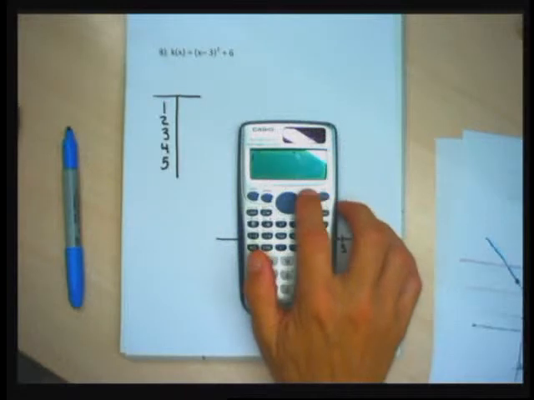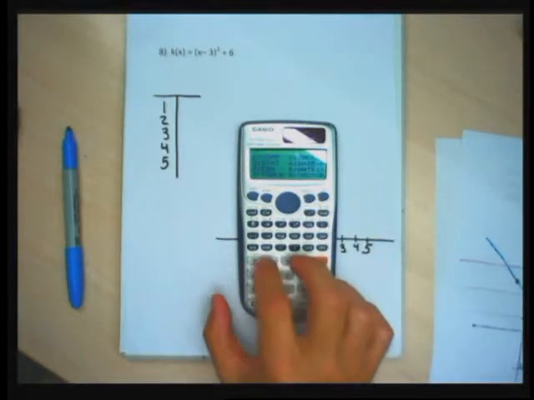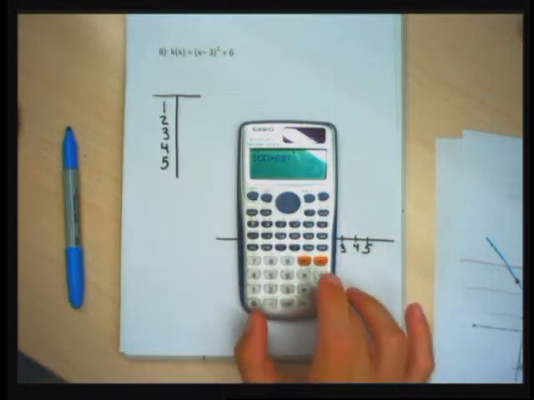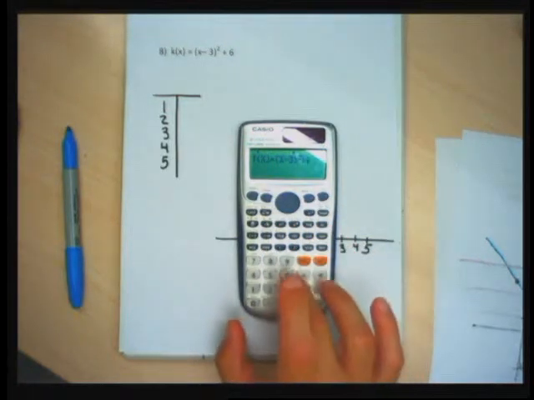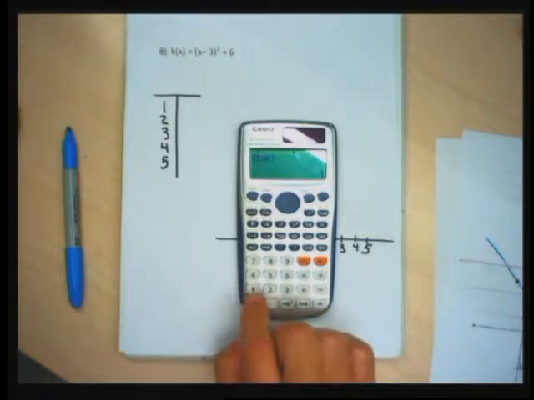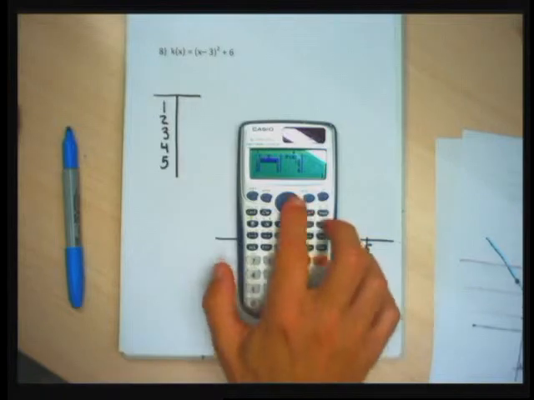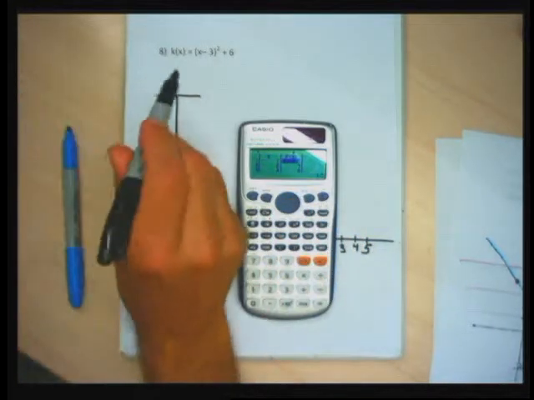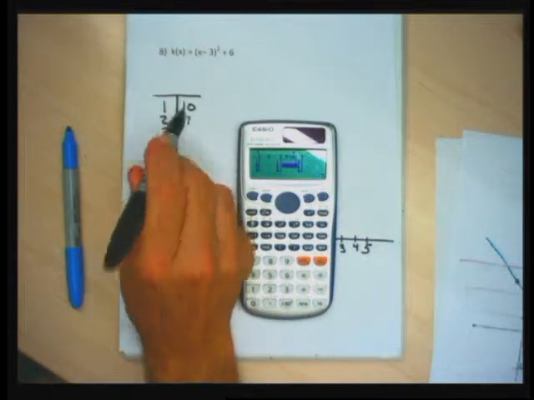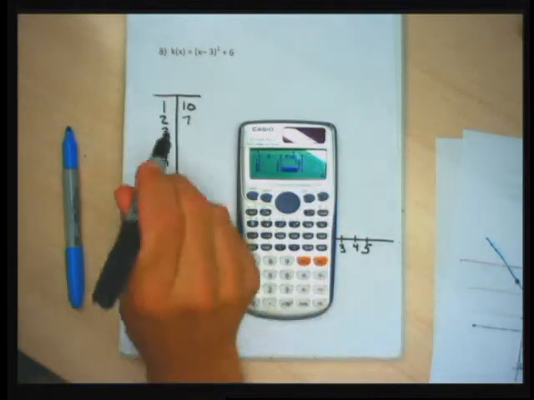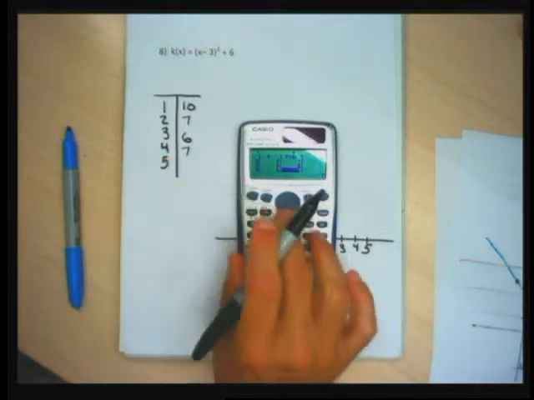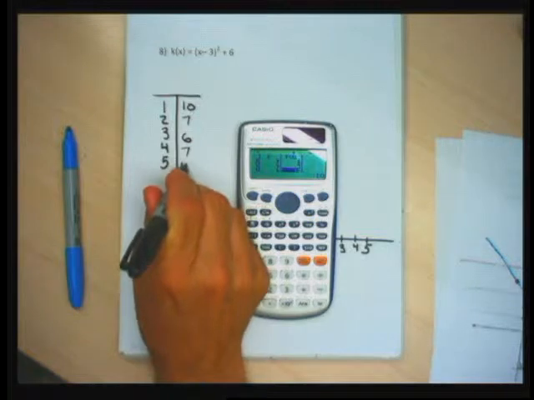So turn my calculator on. Mode 7, parentheses, alpha x minus 3 squared plus 6. Table start 1, table end 5, step 1. And I get 1 comma 10, 2 comma 7, 3 comma 6, 4 comma 7, 5 comma 10.